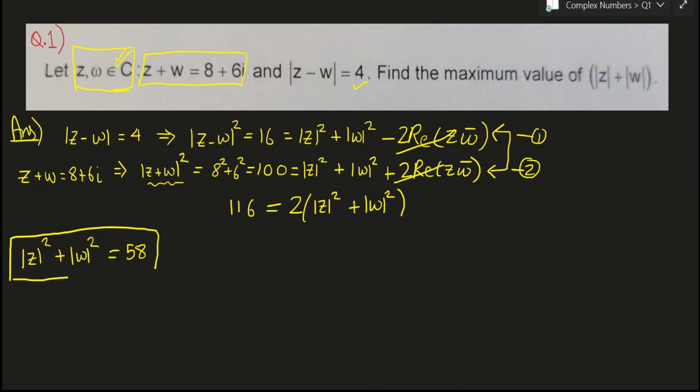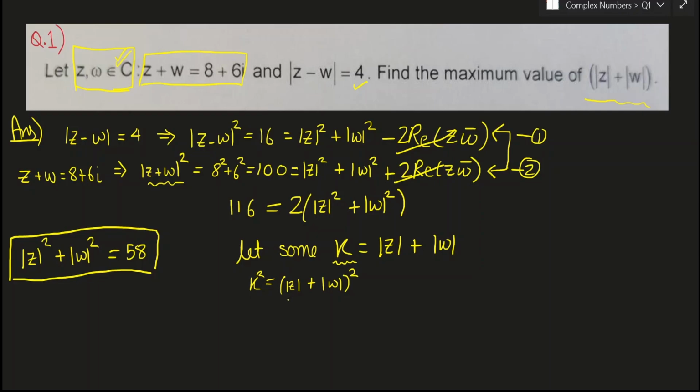Okay. So what is it that we need to find? We need to find the maximum value of mod z plus mod omega. So let the sum k equal mod z plus mod omega. Observe, when k attains its maximum value, k square will also attain its maximum value, right? If k assumes its maximum value, k square will also assume its maximum value. So what is k square? k square is (mod z plus mod omega) whole square.